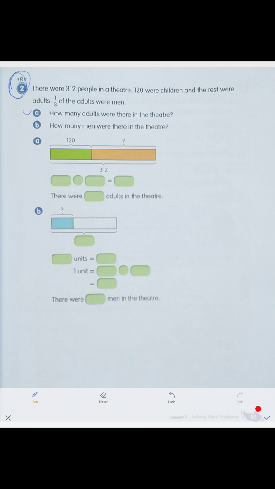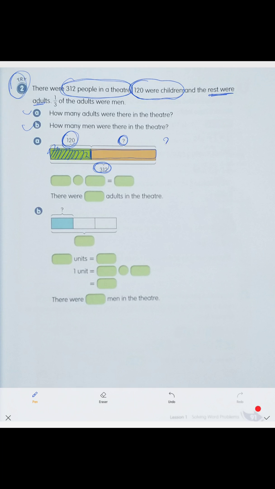Question number 1, how many adults were there in the theater? Question number 2, how many men were there in the theater? Okay, very simple. They already did everything for you. You just need to learn how to copy it. You draw a unit bar, and that represents the total people in the theater. You divide it in 2 parts. One part shows you how many children were there. Another part we need to find, because they tell us the rest were adults.